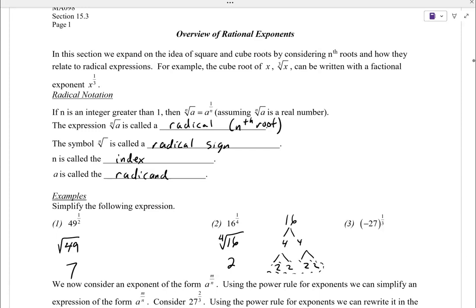What about the last one here? What root are you taking? Cube root? And what is the cube root of negative 27 going to be? Negative 3. Good. Remember when you do a cube root of a negative, it stays negative. And then the cube root of 27 is 3, because 3 times 3 times 3 will give you 27. So far, so good? Okay.